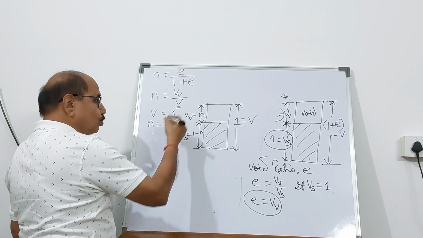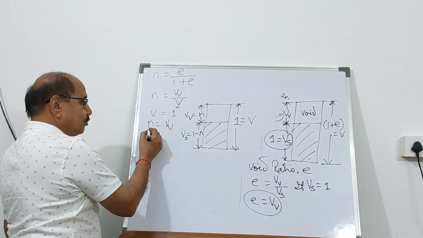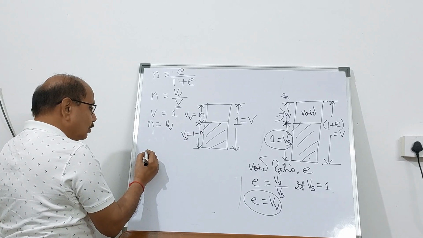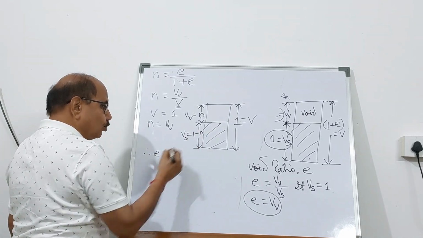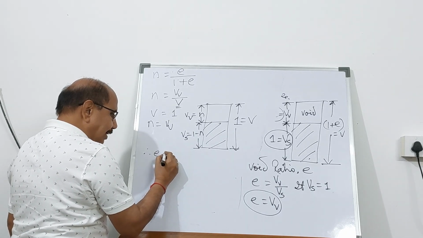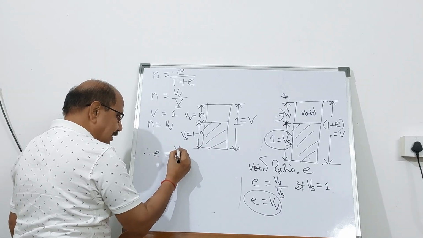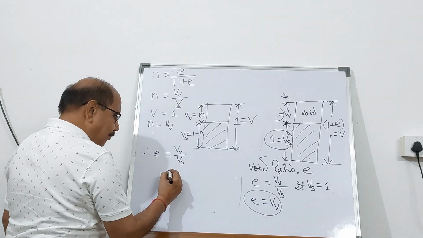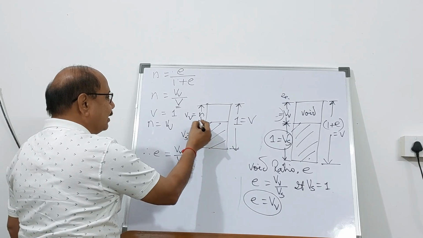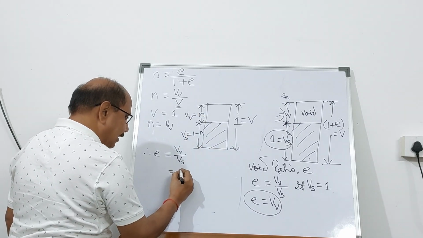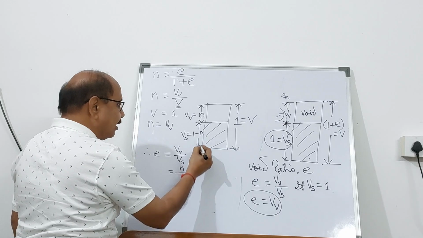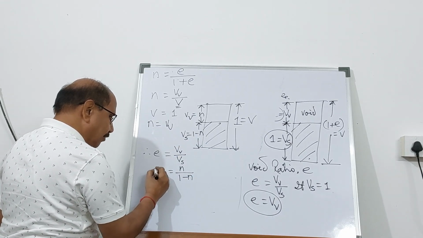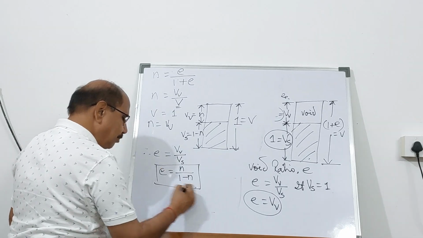Now, if I want to develop an interrelationship between n and void ratio e, I can write it. With respect to this diagram, the void ratio e is defined as volume of void to the volume of solids. So volume of void here is n. So I can write it equal to n divided by volume of solid, which is 1 minus n. Therefore, the relationship between e and n is so simple.